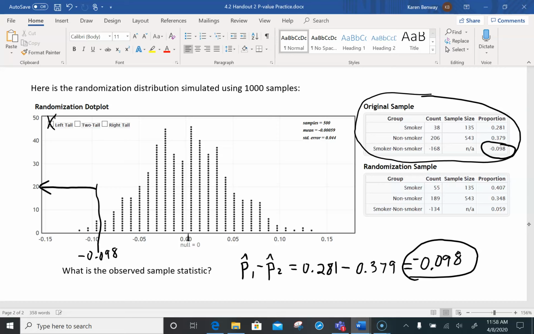Now again, if I use StatKey, it would just pop up an answer for me. But because I am looking at the output, I need to count the dots myself. So 1, 2, 3, 4, 5, 6, 7, 8. Looks like there are 8 dots in that tail, divided by 500 total samples that were generated. So that's going to give me 0.016, and that is my p-value.